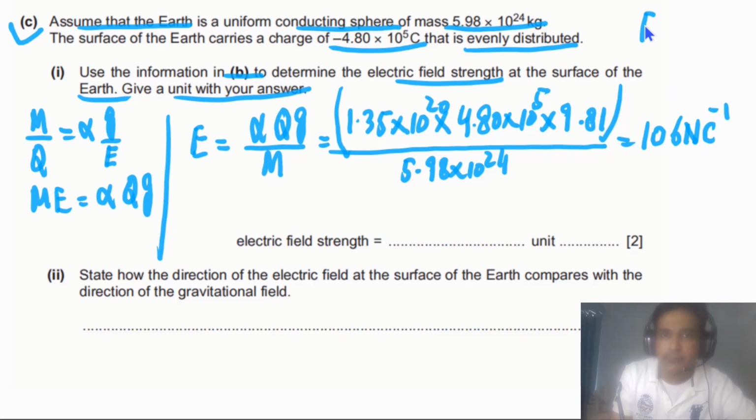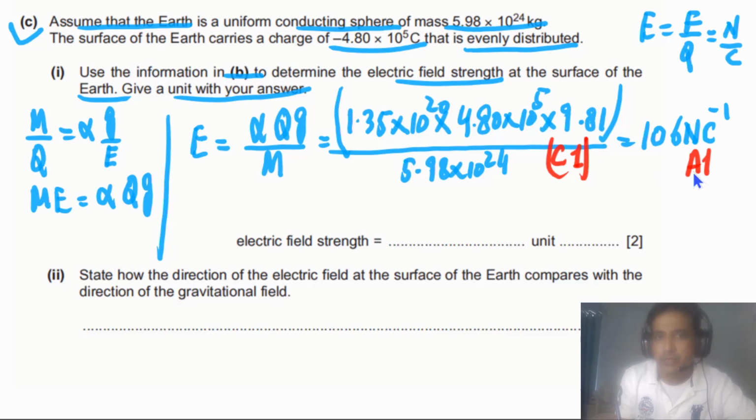because electric field is equal to force per unit positive charge. So the unit of electric field is newtons per coulomb. And this question has 2 marks. The 1 mark you will get if you have plugged in these values. You will get 1 C mark, and you will get the answer mark if you have got the right answer. So this question has 2 marks.